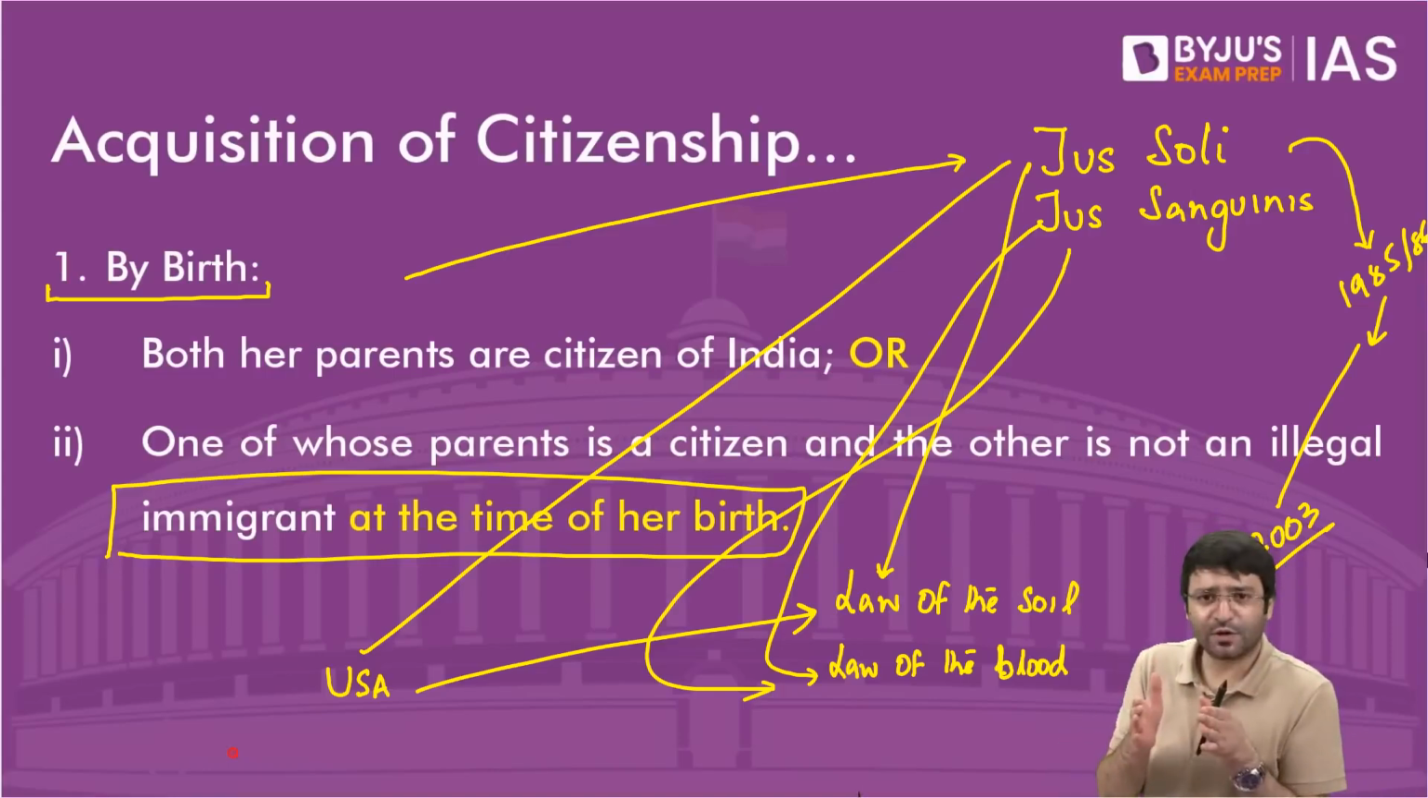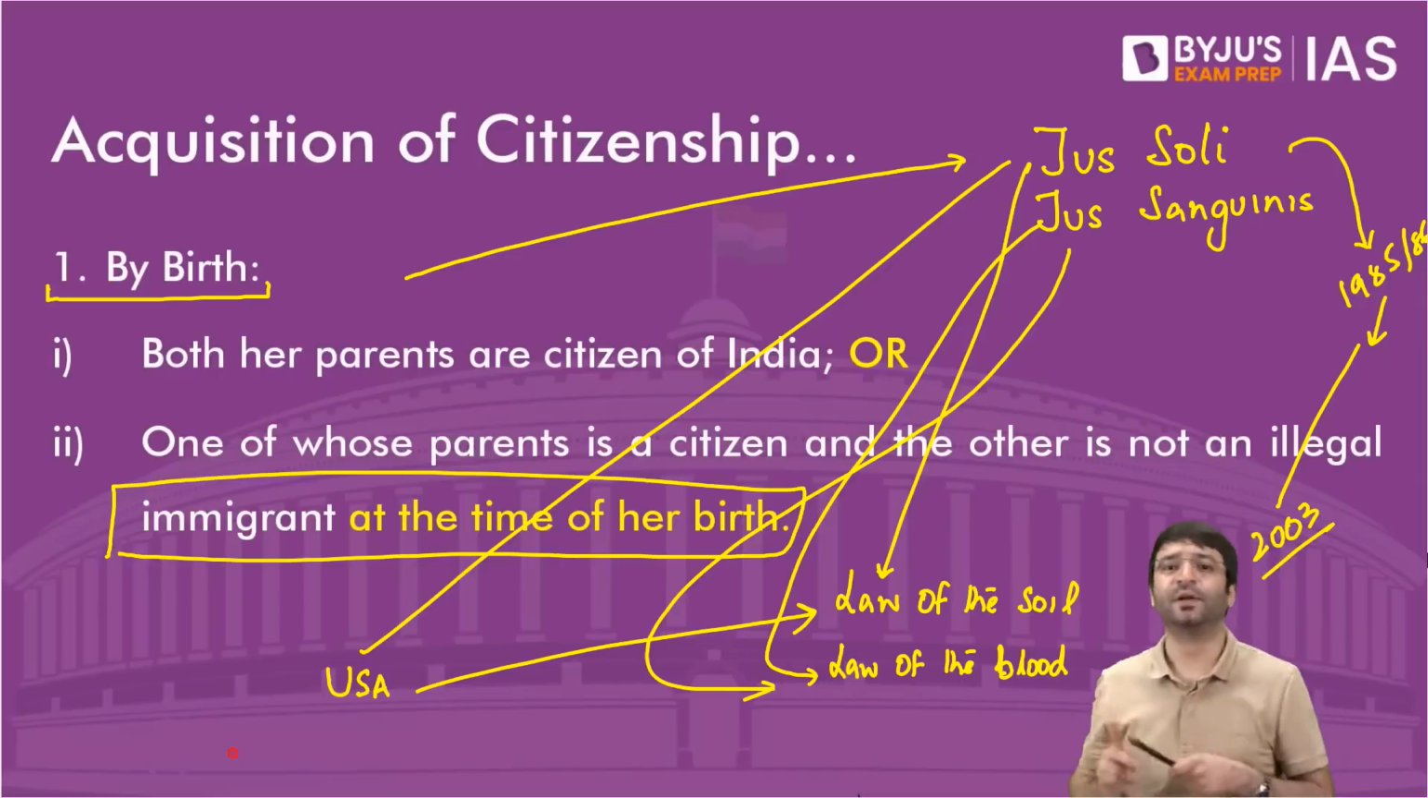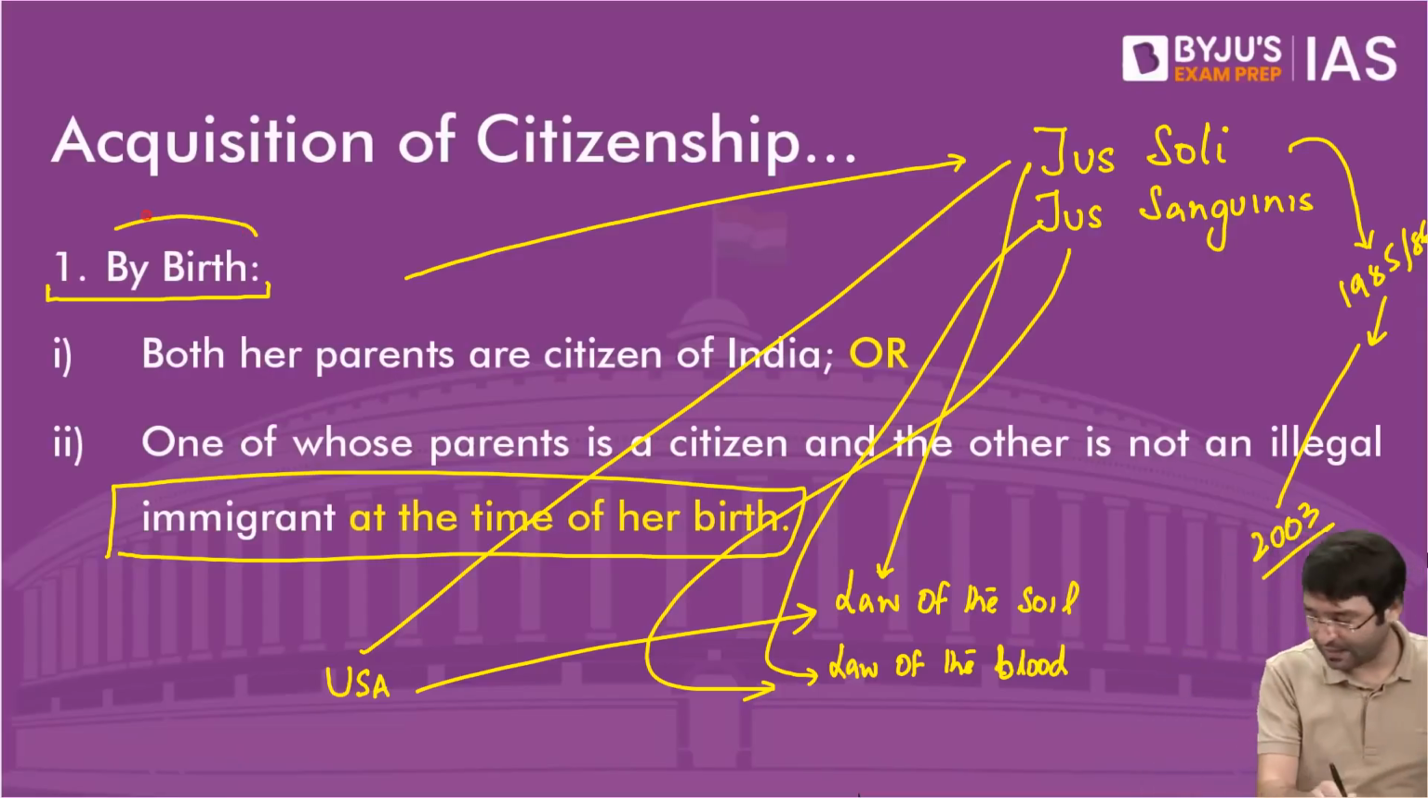Now, if the child is born on the soil of India, and both parents are Indians, the child is an Indian. One parent is an Indian, the other is a legal migrant, the child is an Indian. One parent is an Indian, the other is a foreigner, the child is an Indian. One parent is an Indian, the other is an illegal migrant, the child cannot become a citizen of India. That is citizenship by birth.